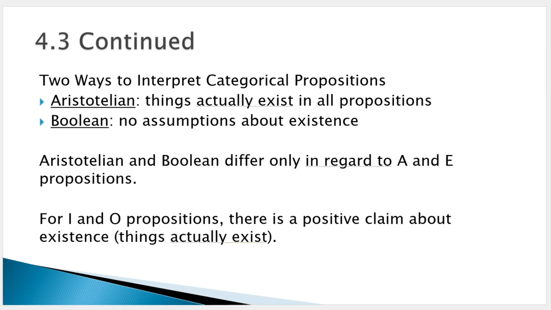So there are two ways that we can interpret categorical propositions. The first is from the Aristotelian, can't even say it, from Aristotle's standpoint, there we go. Things that actually exist. And Boolean is not going to make any assumptions about whether it's existing or not. It doesn't matter. That's why I don't like Boolean, because I have a hard time talking about things that don't exist. Like, why am I talking about it if they don't even exist? But the two views really only differ in regards to A and E. With I and O, there is a positive claim about existence, that things actually exist. So it's only A and E that this affects.